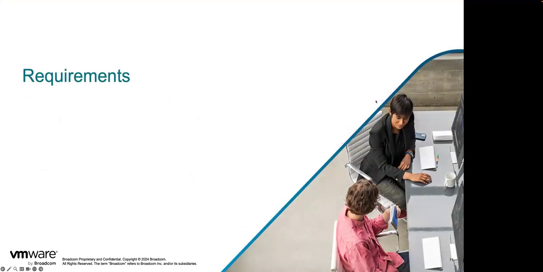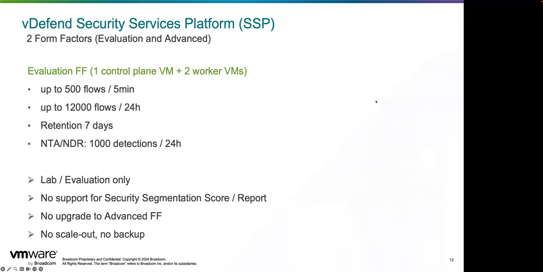So what are the requirements? So, evaluation form factor. The only time we are going to use the evaluation form factor is for a lab. It's meant for a lab. It's built for a lab. Up to about 500 flows per 5 minutes. So this is what we're looking for: lab use. Maybe small POCs, but it is an evaluation lab only.